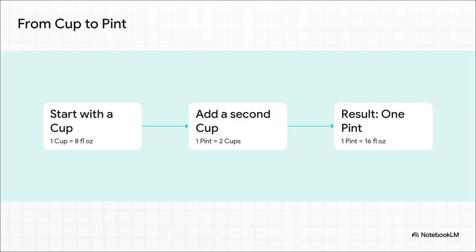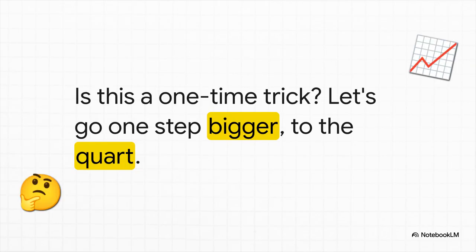Okay, check this out. We start with our 1 cup, which is 8 fluid ounces. Now, what's a pint? It's just 2 cups, right? So, what's 2 times 8? 16. And boom, suddenly 16 fluid ounces in a pint isn't some random number anymore. It's literally just double a cup. All right, that's pretty cool. But is it just a fluke? A one-off coincidence? Or is this a real pattern?